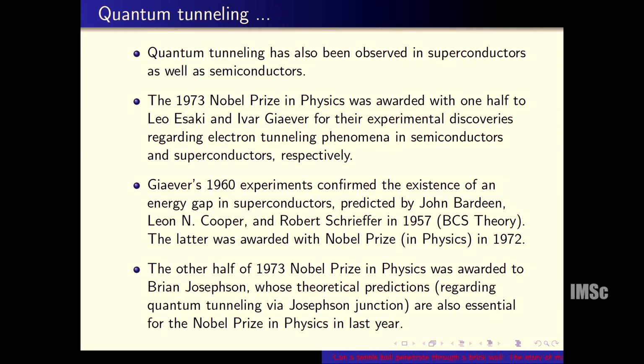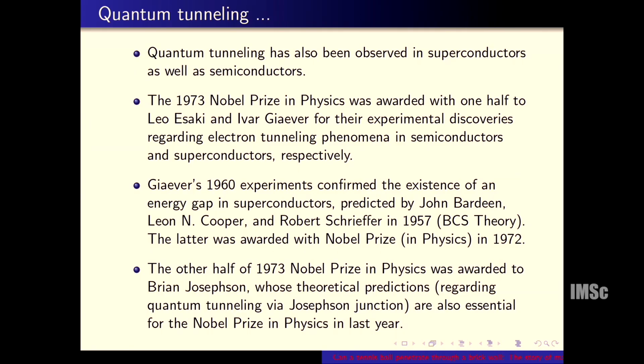In fact, in 1973, this Physics Nobel Prize was awarded half to these two experimentalists, Leo Esaki and Ivar Giaever. They did these experiments on quantum tunneling separately. Esaki did quantum tunneling with semiconductors, and Giaever did it on superconductors. And this experiment on quantum tunneling on superconductors, which was done in the 1960s, confirmed that there is an energy gap in superconductors. Earlier people used to think that this is a continuum of energy, with no energy gap between the ground state and the first excited state.